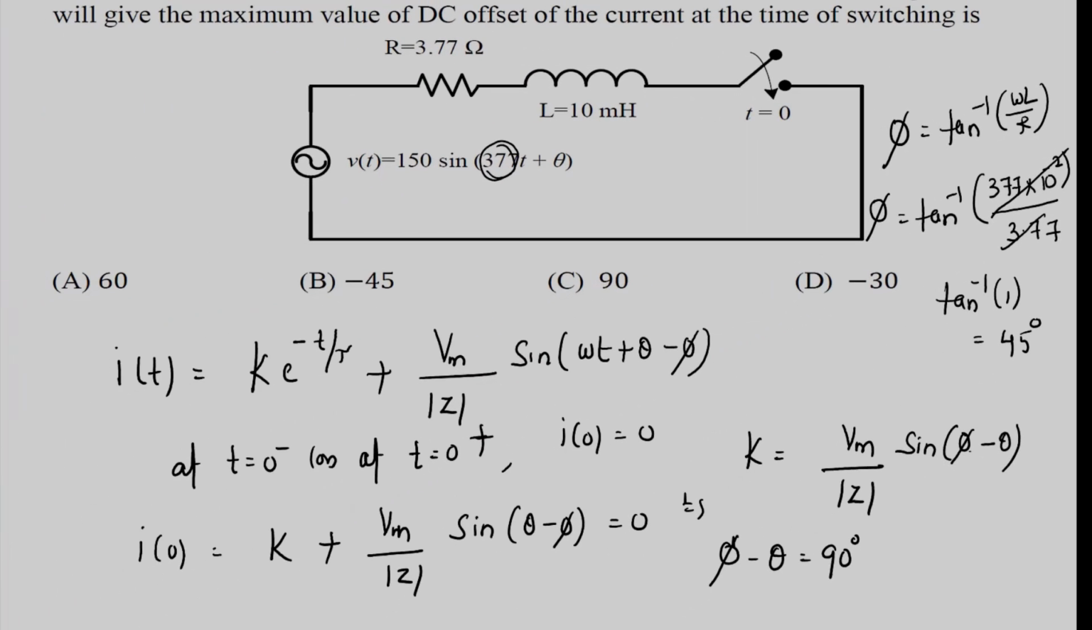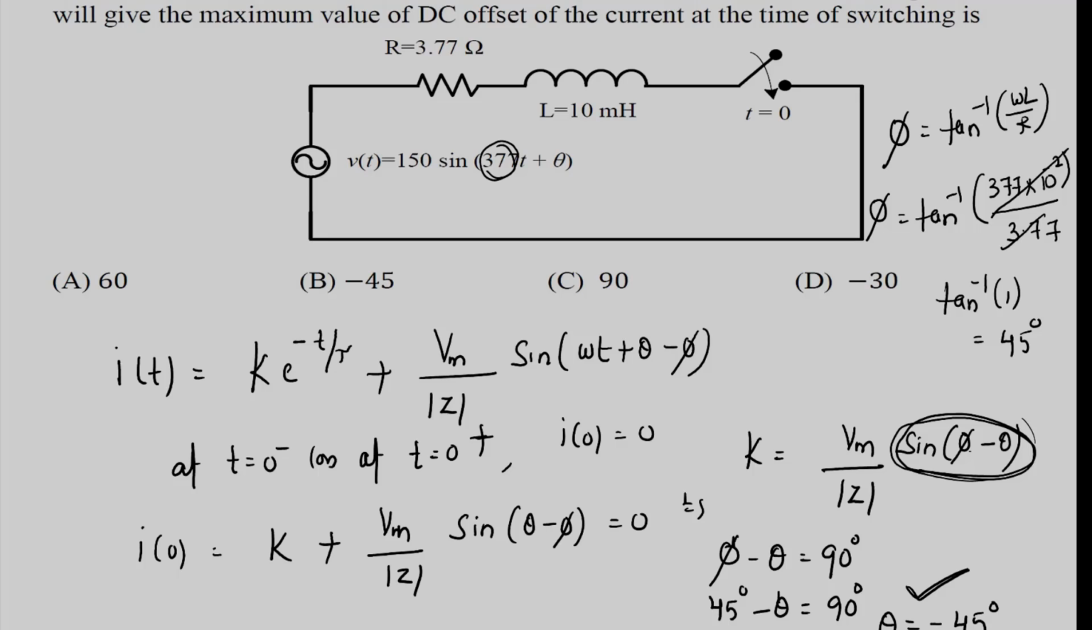So 45 degrees minus theta should be equal to 90 degrees. Then only your K value will be maximum, because this sine should become 1. That is phi minus theta will become pi by 2. So then the theta value is given by minus 45. Theta value will become minus 45 degrees. So this question was asked in GATE 2019 for 2 marks. Very simple question if you understand the logic.